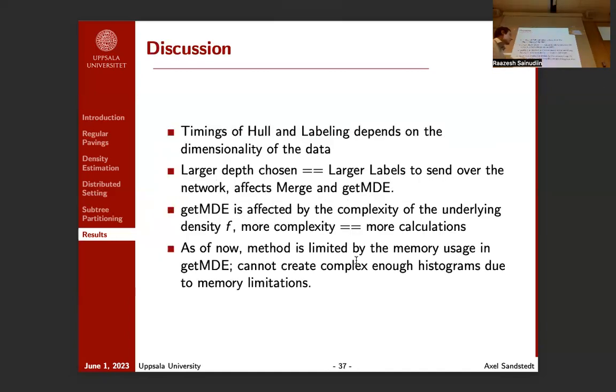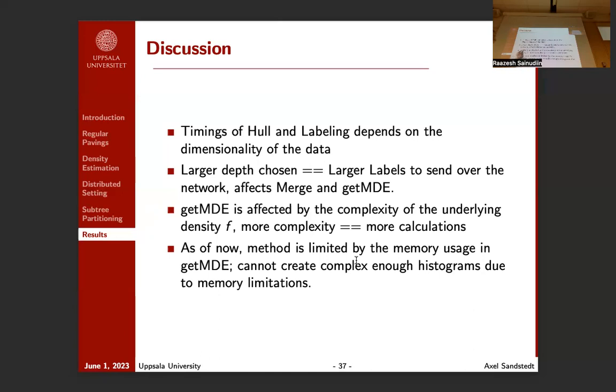Some quick discussion: the box hole and labeling stages depend on the dimensionality of the data. Depending on what depth we choose to split down to, when we do more splits, the path down to every leaf becomes longer, so every leaf requires more bits to represent the path. It does affect our performance by increasing the memory usage in the algorithms, and this then affects the merging and the minimum distance estimate stages.